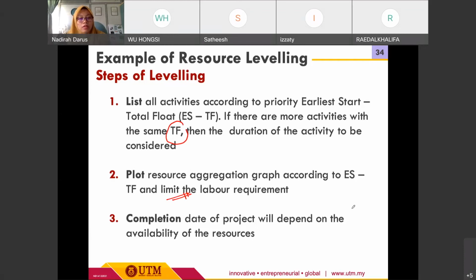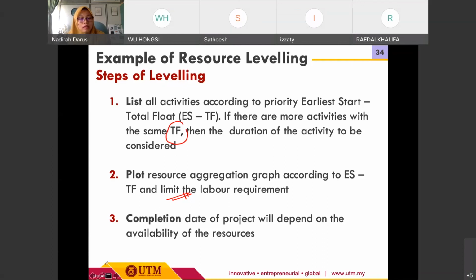Okay. So at the end, we can check, because the completion date of the project will depend on the availability of the resources. Since it is not time limited, there are certain cases or situations where the project duration will be extended, because the client may permit certain delays according to the situation.